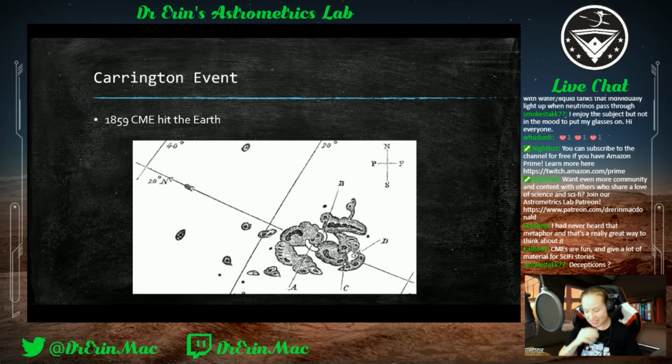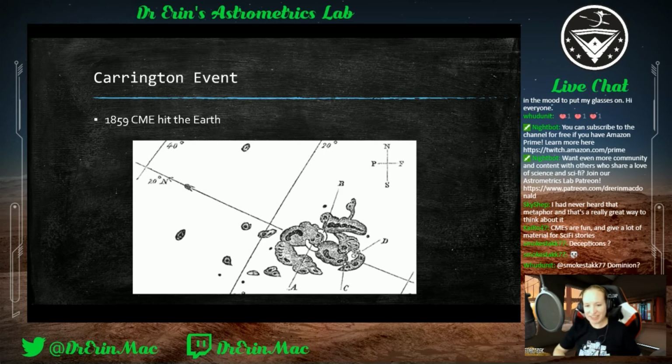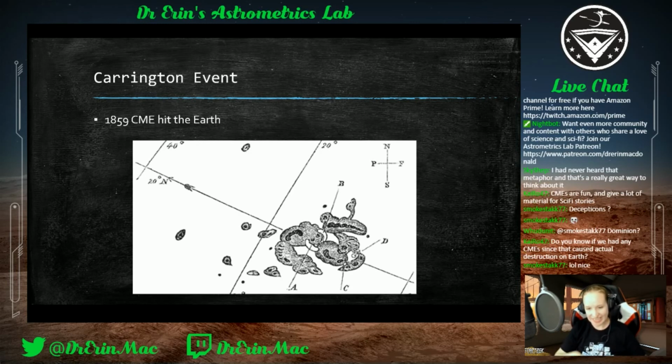The telegraph system went down, but before it went down, people who were working the telegraph actually got sparked. Arcs flew off of the telegraph. Telegraph paper caught on fire, and then when they unplugged everything, they were still able to work because there was just so much static electricity in the air. So it was pretty crazy.